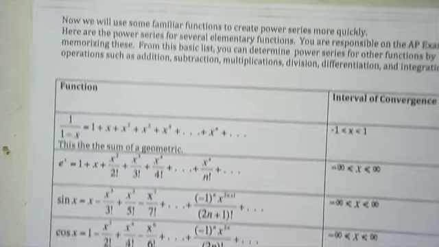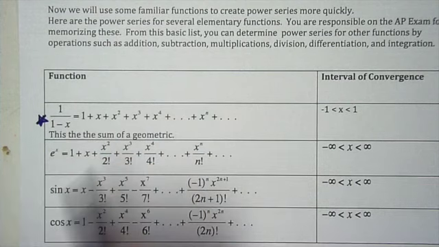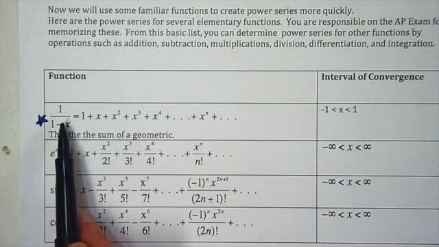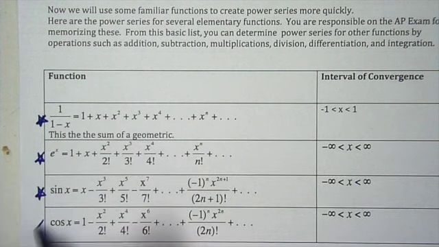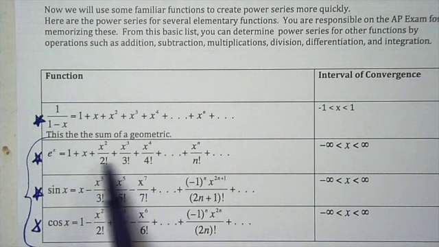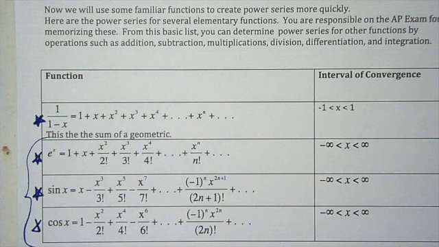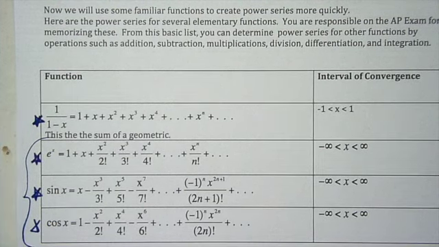Now, there are 4 functions that you need to memorize. These are the 4. First of all, this one really is just the sum of a geometric series. You just want to be able to recognize it. But e to the x, sine of x, and cosine of x, these are the 3 functions you'll be working with a lot. So you want to memorize what these series look like and then work off of it. So you should have a note card with these series written on it.